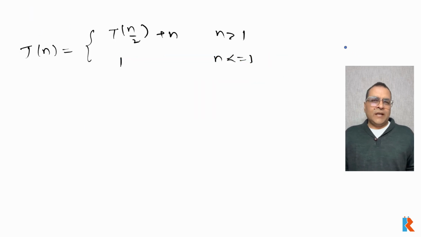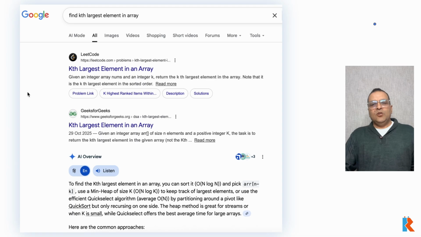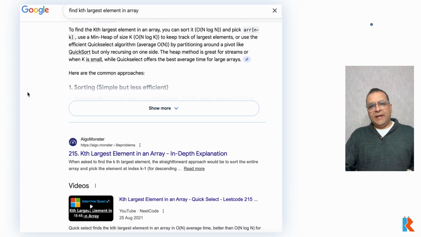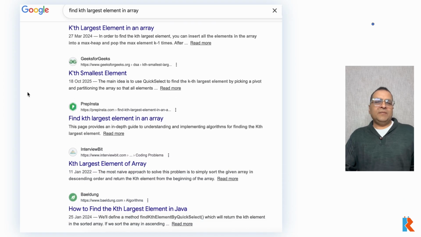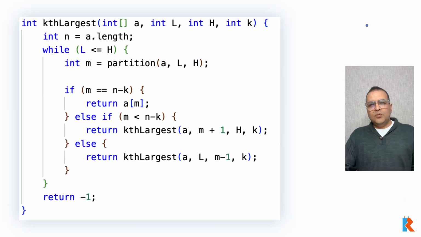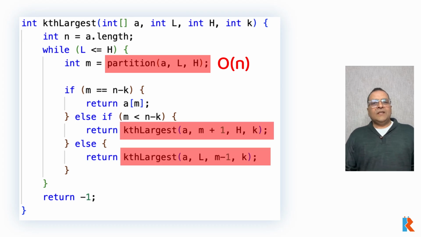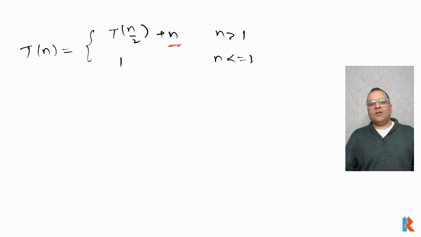Can you find a function whose time complexity is represented by this recurrence? You must have seen the problem where you are given an array and a number k, and you have to find the kth largest or kth smallest element in the array. To solve this problem, you use the partition logic of quicksort. The partition logic of quicksort takes n time, and in the next iteration, the size of the array is reduced by half. Therefore, this is the recurrence for that. Now, how do you solve it? Again, there are two methods. Either you can solve it using the function call tree, or you can solve it using the substitution method.